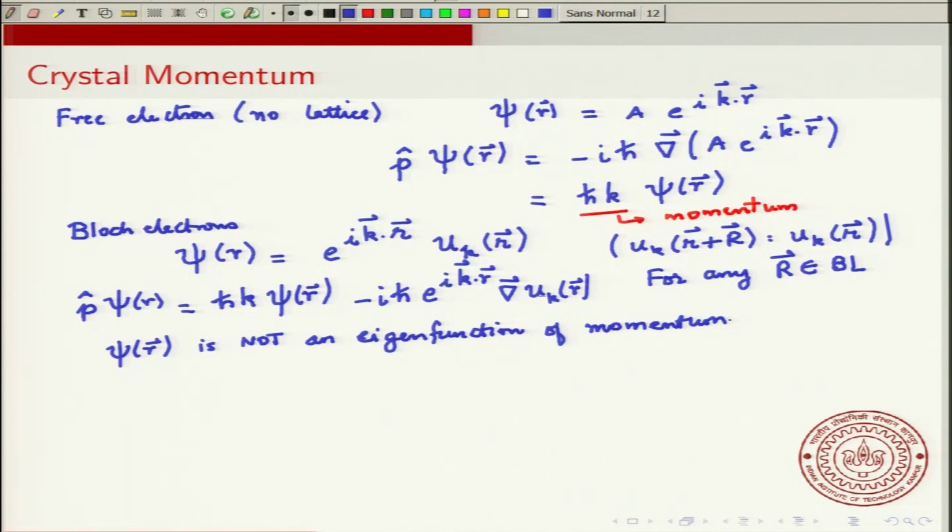However, we still see that if you look at this, there is at least one term that looks like an eigenvalue expression. So, you still have it looking like an eigenvalue expression, but there is an additional term. Okay. So, put a vector here, all the h cross k will be a vector. Okay. So, you identify h cross k as like a momentum, and you call it the crystal momentum.